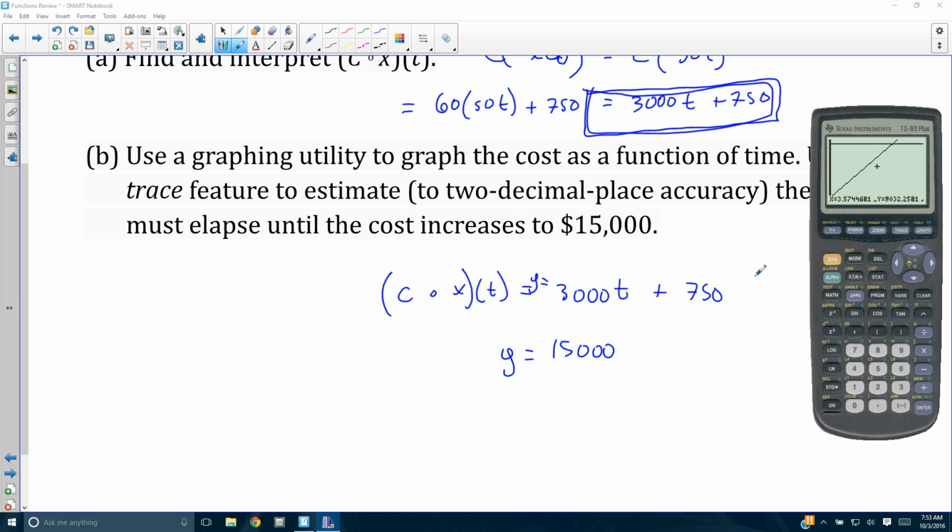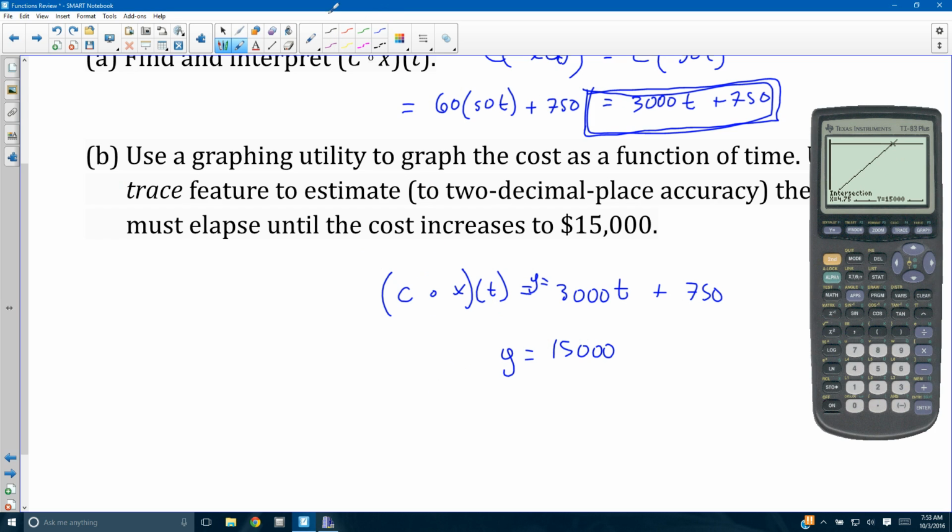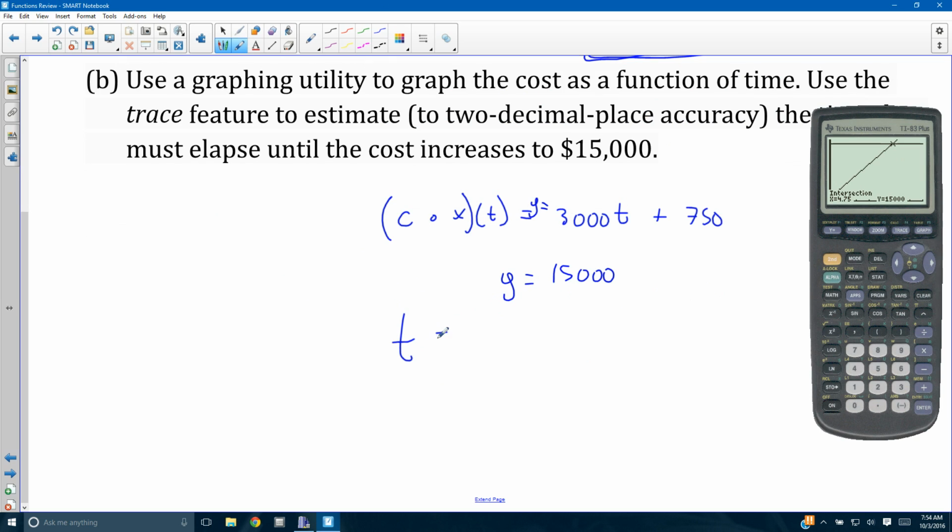So there's a trace feature here. Second, trace. Let's actually just use the calc button there. Intersect. We're going to find out where these 2 things intersect right here. First curve, second curve, and guess, and they intersect right at that point where t equals 4.75. So t equals 4.75. That means 4.75 hours.